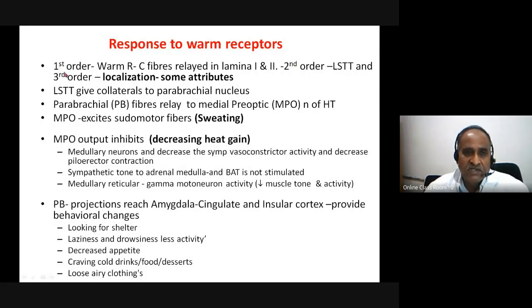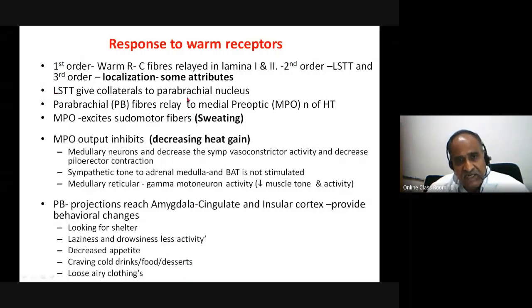Needless to say, about the first order neuron, the warm receptors, C fibers relay in lamina 1 and 2, the second order neurons in the lateral spinothalamic tract, and the third order neuron relaying into the S1 area, that is for localization and attributes of the thermal sensation. What type of heat, what type of cold, is it metallic or whatever. There are some attributes, is it wet or dry or whatever.